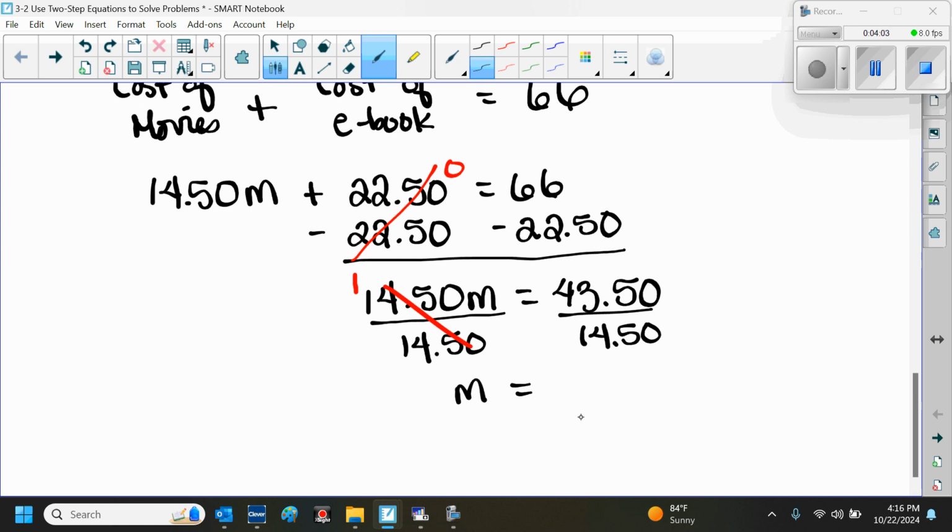So $43.50 divided by $14.50 gives us 3 movies. And that's it.